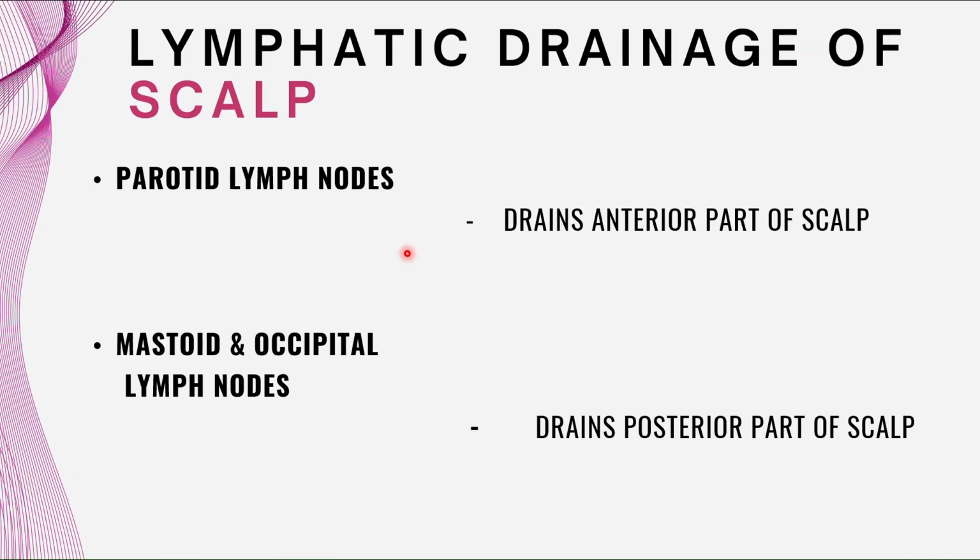Coming to the lymphatic drainage of scalp, there are 2 groups of lymph nodes. Parotid lymph nodes drain the anterior part of the scalp. The total anterior part of the scalp is drained to the parotid lymph nodes. And the posterior part of the scalp is drained to the mastoid and occipital lymph nodes. These are the lymph nodes which drain the entire scalp.